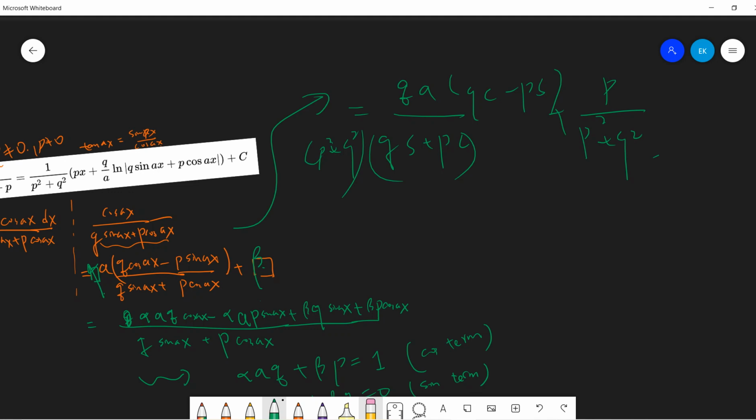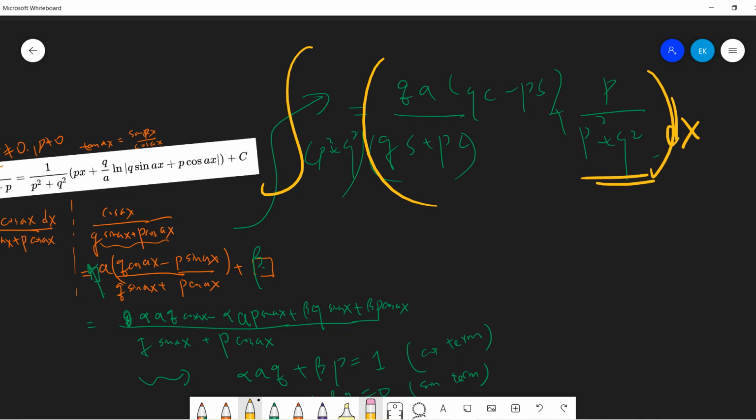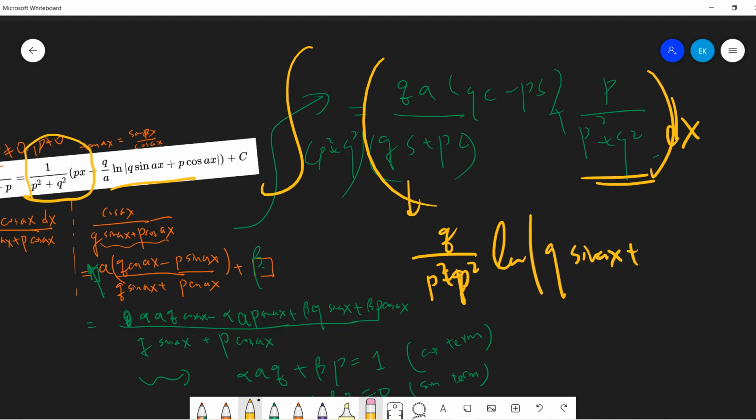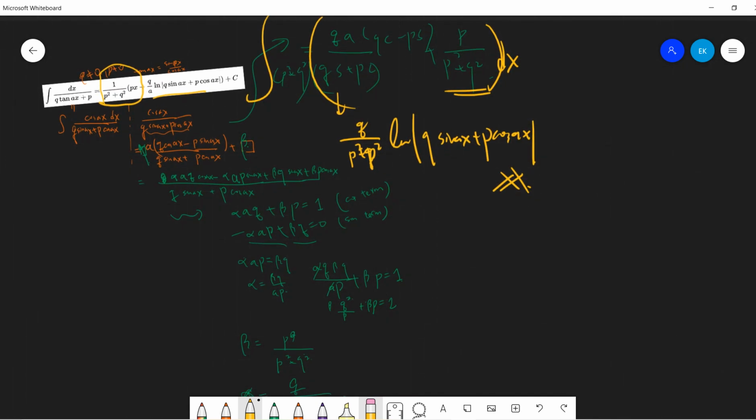Okay, so then you just do the integration for both sides, and this term gives you this term, right? And this one, as I already said, is beta over p square plus q square, and this is the derivative of q sine ax plus p cosine ax. Okay, so that's it. So basically we just use the partial fraction and solve for some unknown coefficients, and that's it.